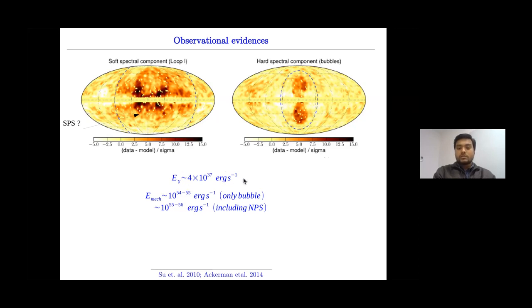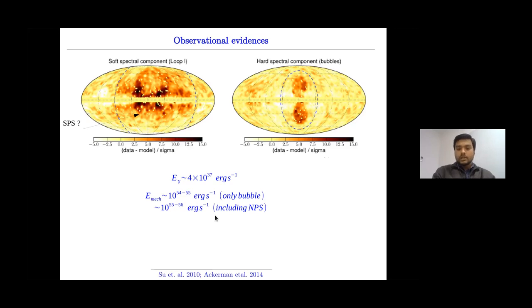The total gamma ray luminosity from the Fermi bubbles is about 4 times 10^37 erg per second. The total mechanical energy, if you only consider the bubble region, converted from how much X-ray emitting gas you see and the size, turns out to be about 10^54 to 55 erg. Sorry, this should be a total energy, not per second. If you also consider the Loop 1 feature, or the North Polar Spur, which is again a debated topic, the total energy comes out to be about 10^55 to 56 erg.